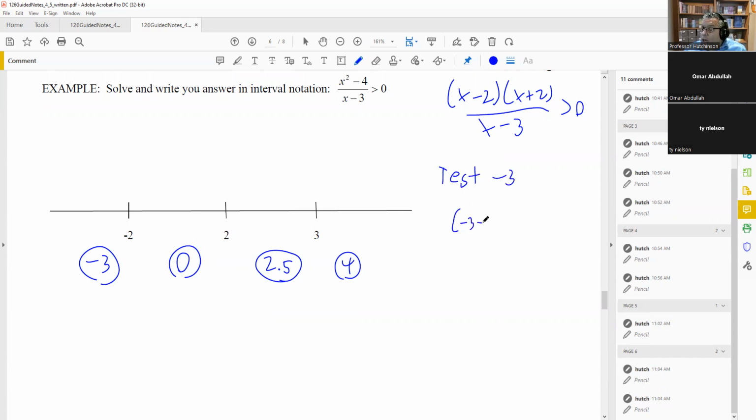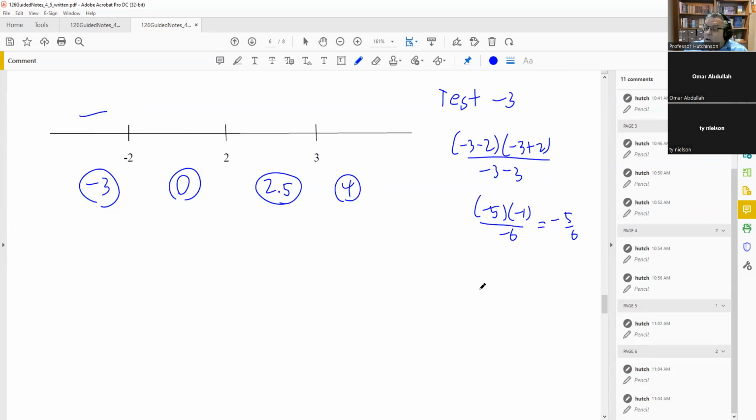I have -3 minus 2, -3 plus 2, -3 minus 3. I just need to figure out what this is. I have -5 on top. I have -1 over -6, which means, so I have 3 negatives here, which is going to turn that into negative. So I get a negative sign right there for the first part.